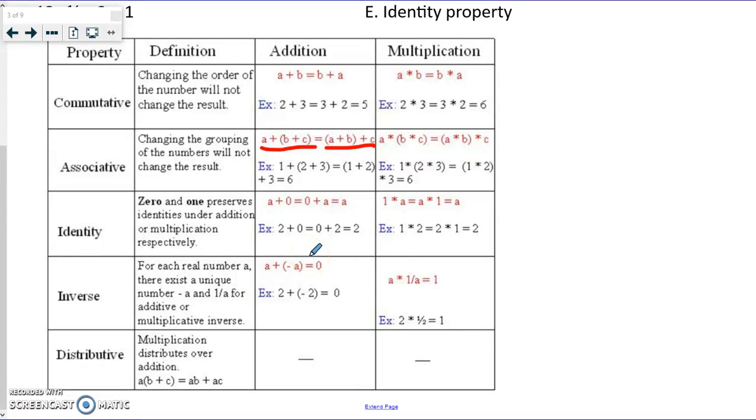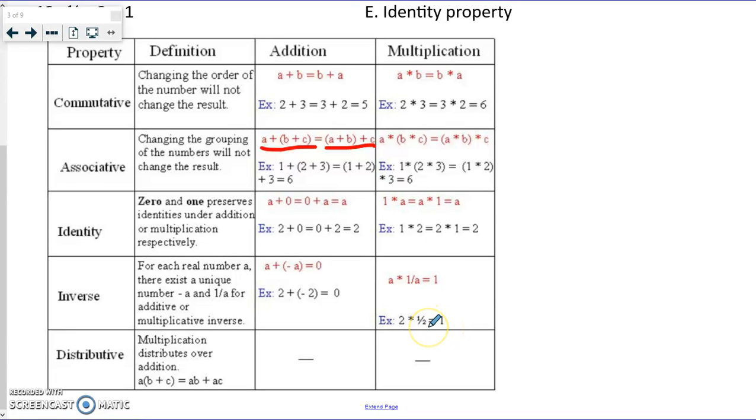Inverse is somewhat similar to identity, but inverse is saying instead of adding 0, your answer is 0. Instead of multiplying by 1, your answer is 1. So the inverse is kind of the inverse of the identity property, which probably didn't make a lot of sense. But inverse says that if you add the opposite to a number, it's going to equal 0. And if you multiply a number by 1 over that number, then it's going to equal 1. So I think the one that was there was 2 times 1/2 equals 1.